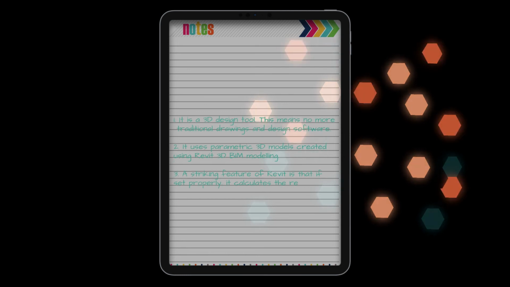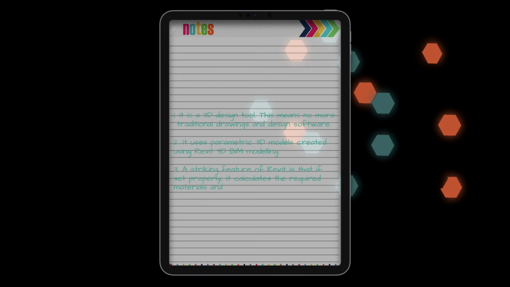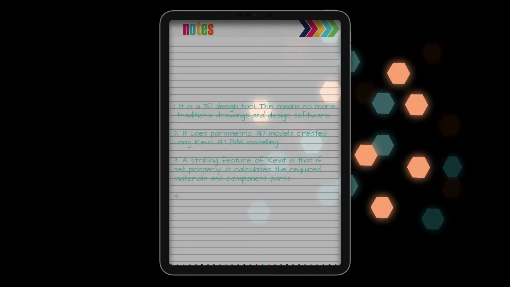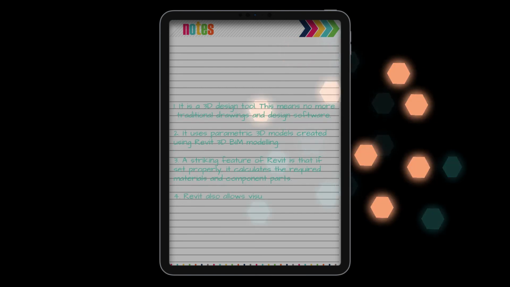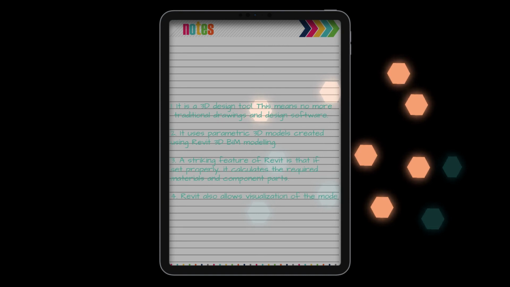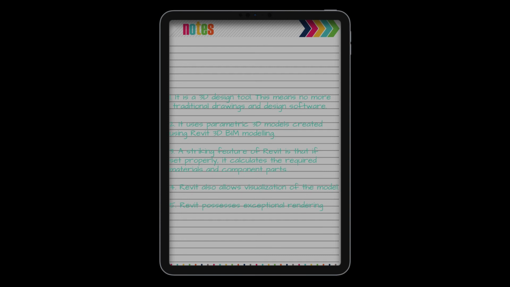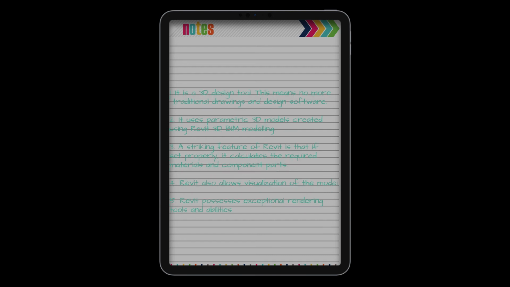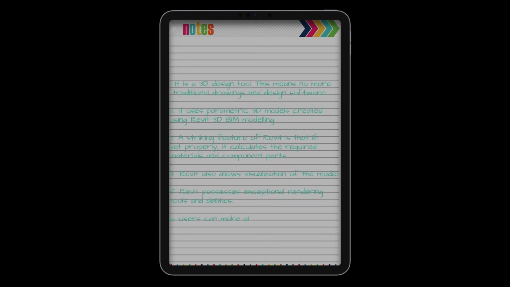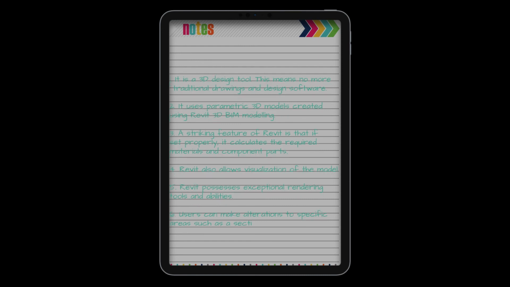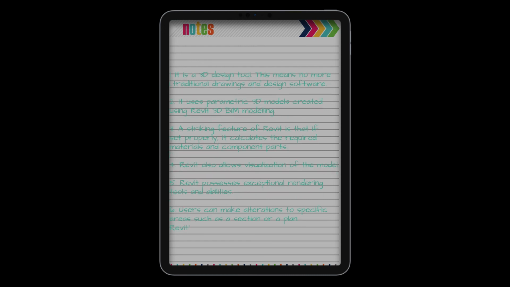A striking feature of Revit is that if set properly, it calculates the required materials and component parts, based on the design, into schedules, helping to avoid manual checking and preventing human error. Revit also allows visualization of the model. Drawings can be created from the model to maintain accuracy. Revit possesses exceptional rendering tools and abilities, allowing designers to use Revit views directly from the model.